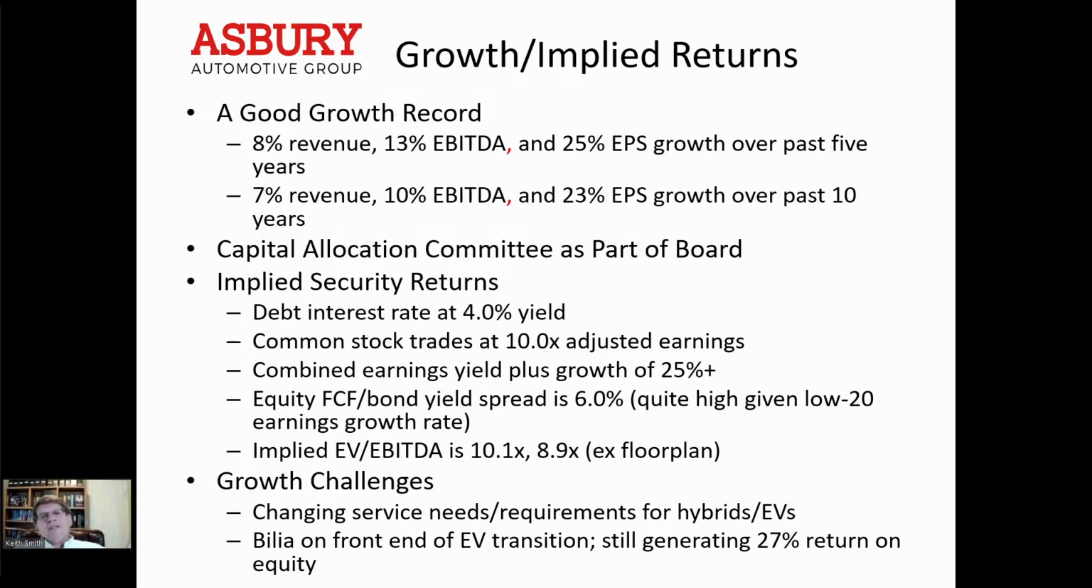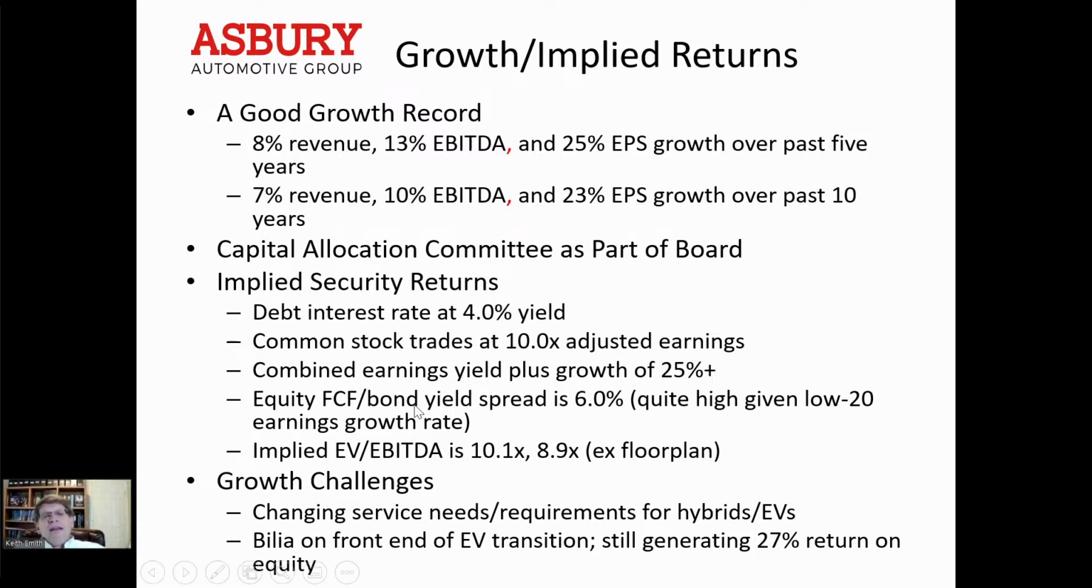One way to take a look at this is, okay, let's look at the security returns. It's got a debt interest rate of 4%. Common stock trades at roughly 10 times adjusted earnings. You combine earnings yield plus growth, you're getting 25%. And so you get a yield of 6%, which is relatively low given the 20% growth rate.